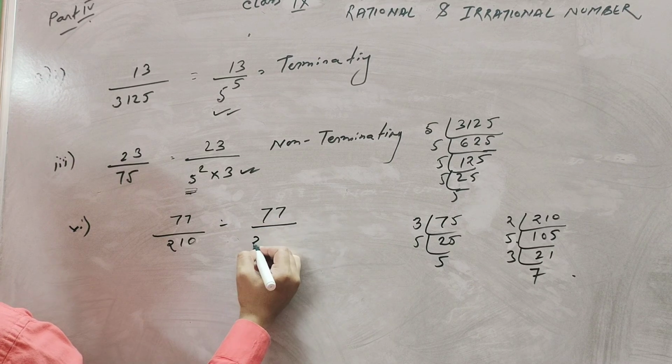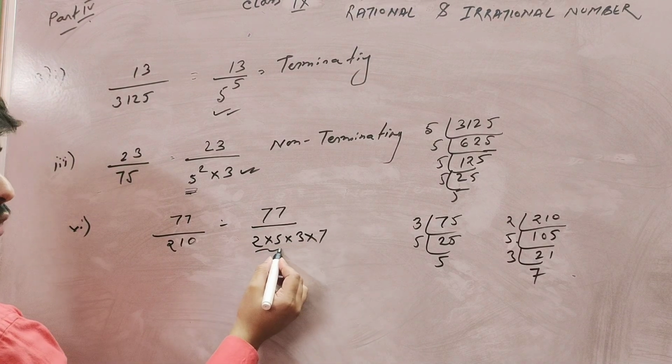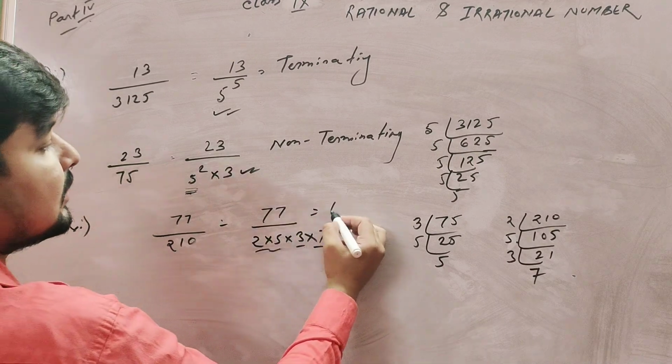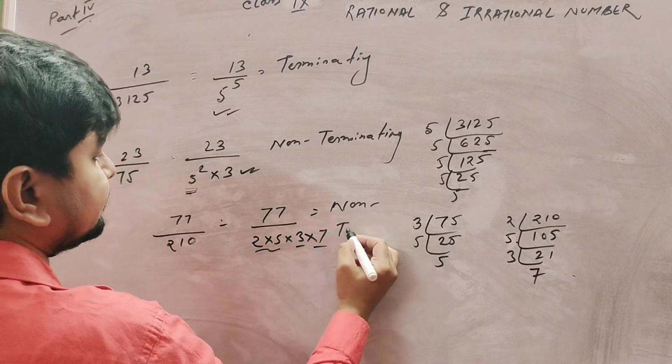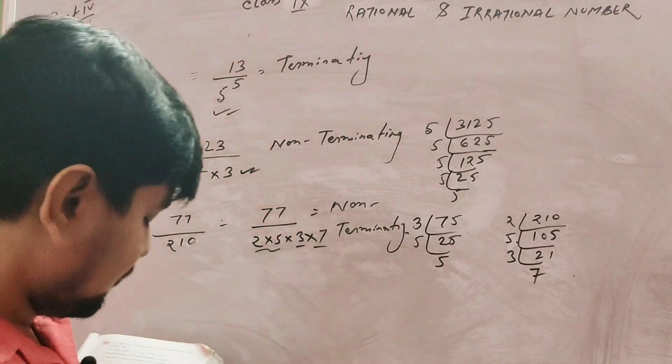You see the factors are 2, 5, 3, 7. Up to this it's okay because this is terminating, but this is an extra, that is, this is non-terminating. Note.